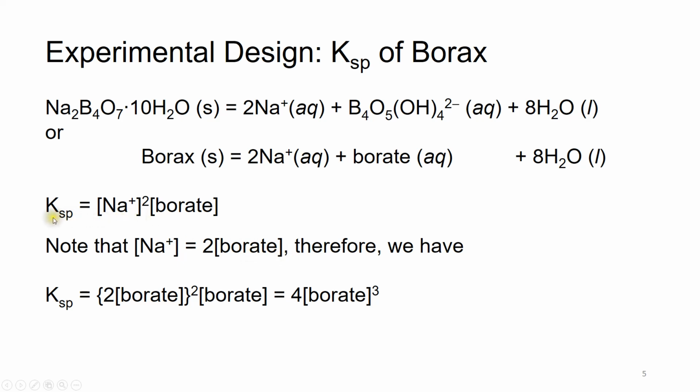So after we write out the expression of Ksp, which is sodium plus to the power of 2, again, where does this 2 come from? It comes from this coefficient in front of sodium plus. So sodium plus to the power of 2 times borate, and we know sodium plus is equal to 2 times borate. So we can plug this in here, and then Ksp is simply 4 times the concentration of borate to the power of 3. All we need to know is the concentration of borate, in mole per liter or molar.